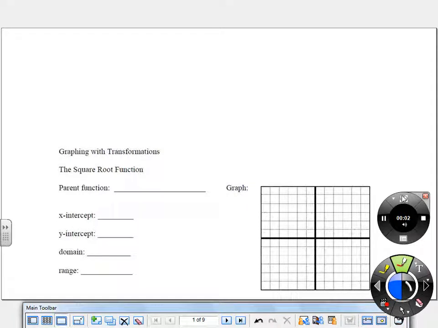So we've talked a little bit about this. What would the square root function probably look like? Eric. Okay, like a sideways quadratic. Now remember when you guys were solving for the inverses of the quadratic?